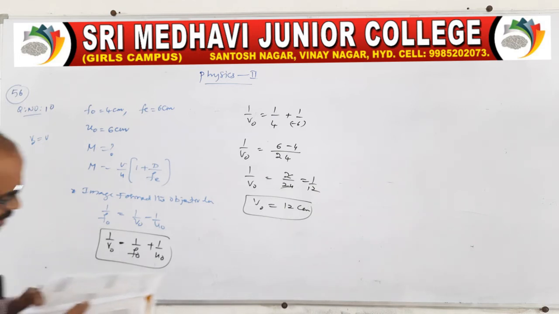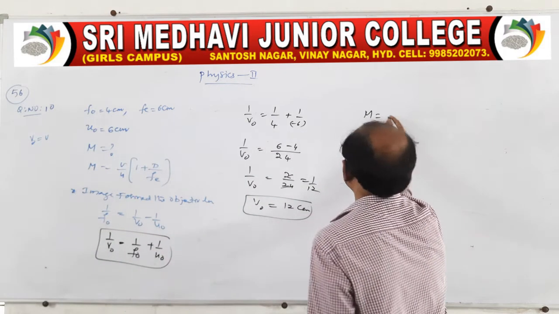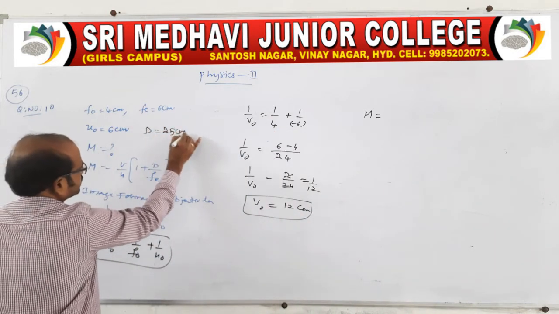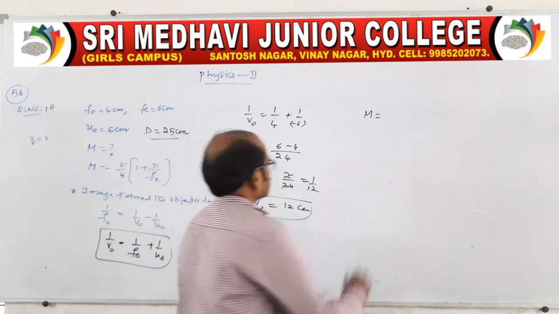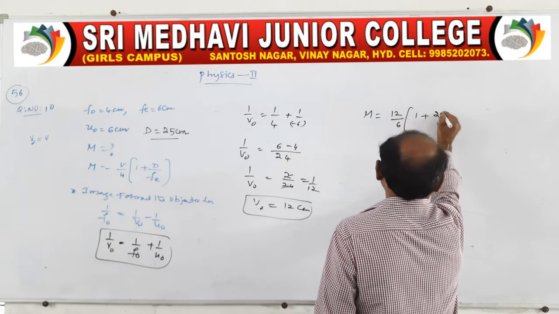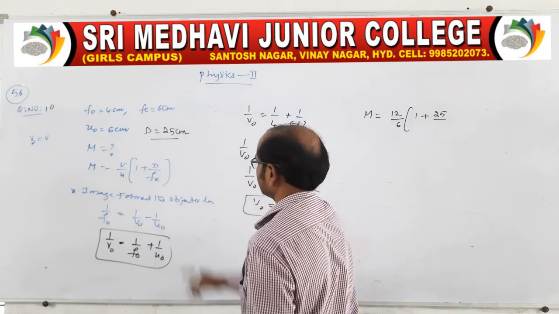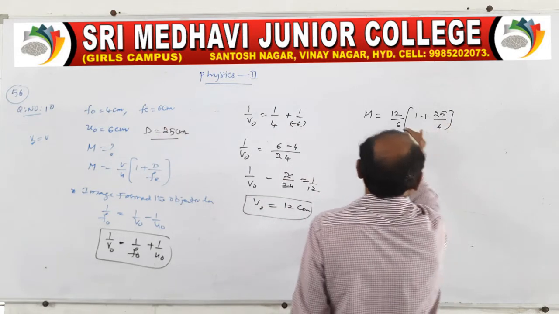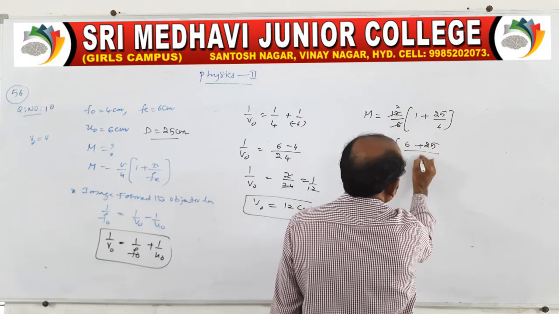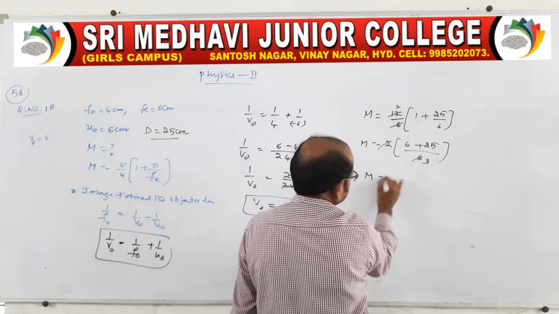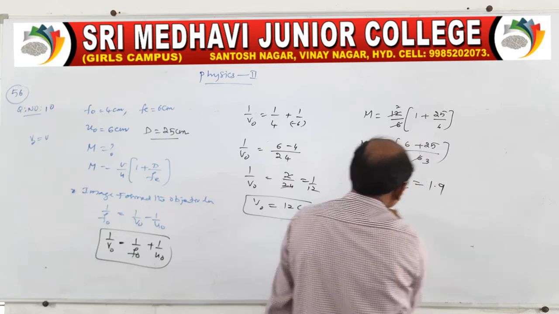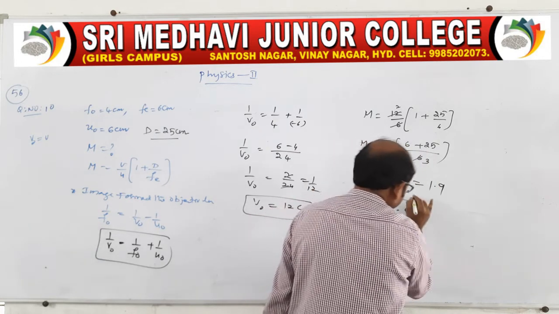Now it is asking what? The magnification produced. Capital M is equal to, here you take the least distance of distinct vision, 25 centimeter. Now v is nothing but 12 by u is nothing but 6, into 1 plus 25 by, here fe is given as 6. So M is equal to 2 of 6 plus 25 by 6, 2 1s 2 3s. So M is equal to 31 by 3, approximately 1.9 magnification. This is the magnification.